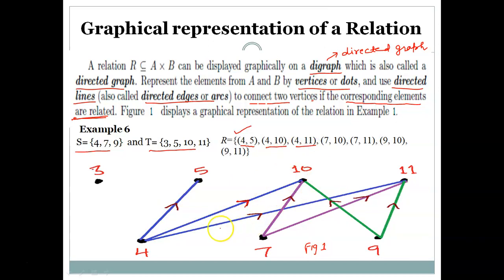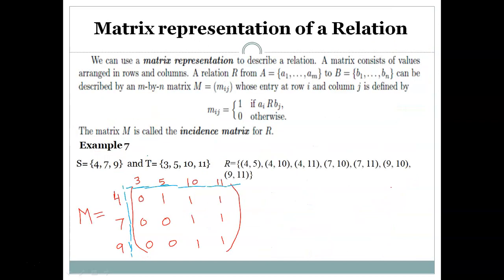Similarly, 4 to 11 here, then 7 to 10, 7 to 11, and so these are marked here, 7 to 10, 7 to 11, by these purple lines, and then 9 to 10 and 9 to 11 by these green lines. So this is the graphical representation of a relation. Next come to the matrix representation of a relation.